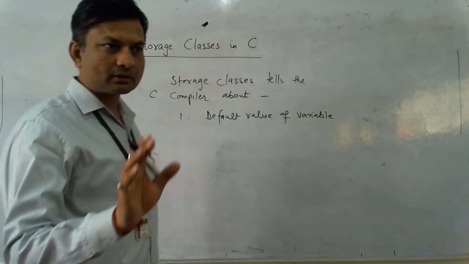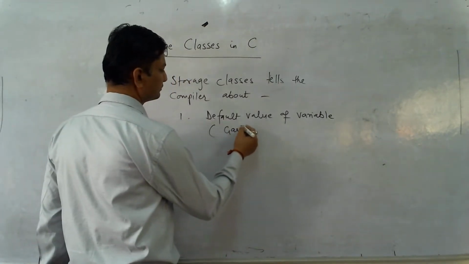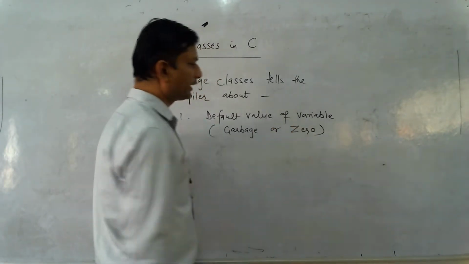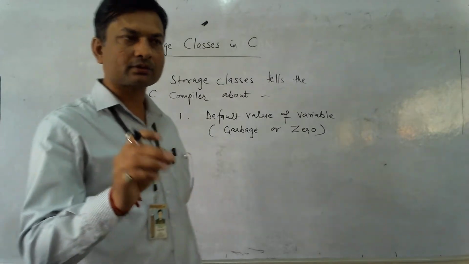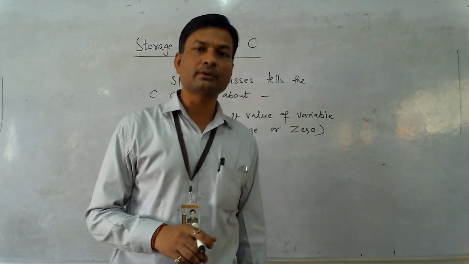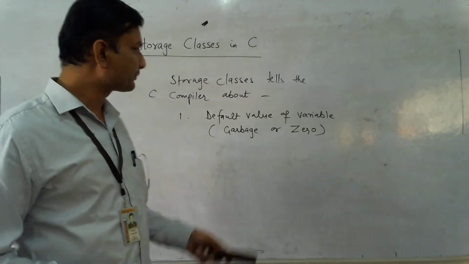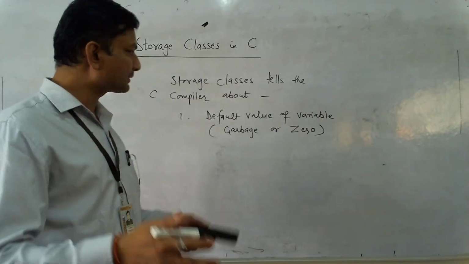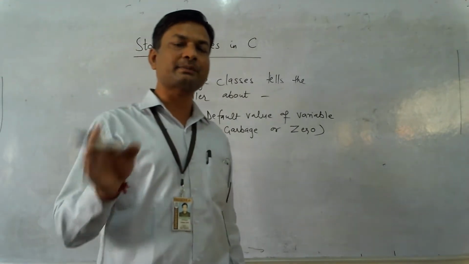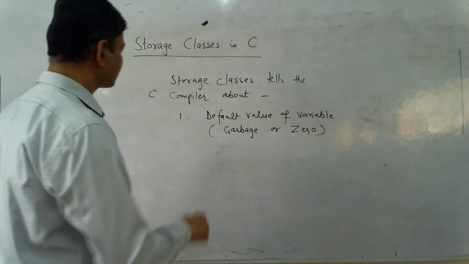Actually there are 2 default values. Number 1 is garbage and number 2 is 0. It means when we declare any variable, suppose we have declared a variable of type int, then what should be its default value? It depends on the storage class to which it belongs. Some storage classes specify that its default value is garbage, and some other storage classes specify that its default value is 0.